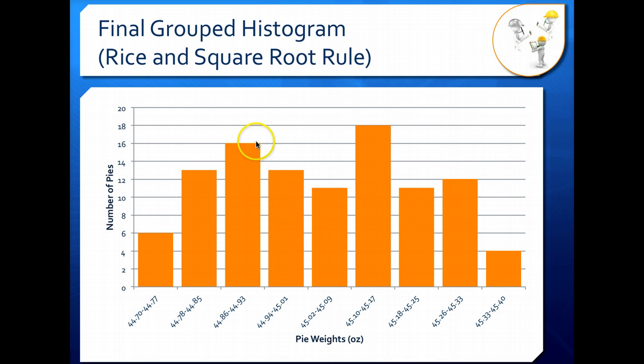And we have a similar bimodal distribution here, but notice that our shape is just a little bit different from Sturges' rule. So you want to be careful when you're making your histograms. Look at them a couple of different ways and make sure that what you're seeing is what the data are actually telling you.